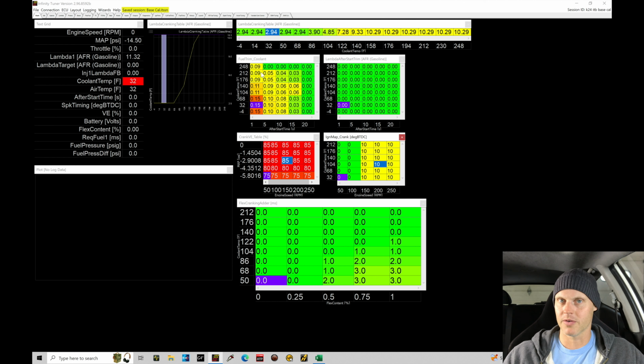We can do two different things. One, we can go in and specify a different lambda afterstart value. So when we crank over the engine and it starts to fire and run, we'll command a richer target mixture. This table value here will apply against our normal target lambda table. So if we go in here real quick, we're going to skip ahead and we'll come right back.